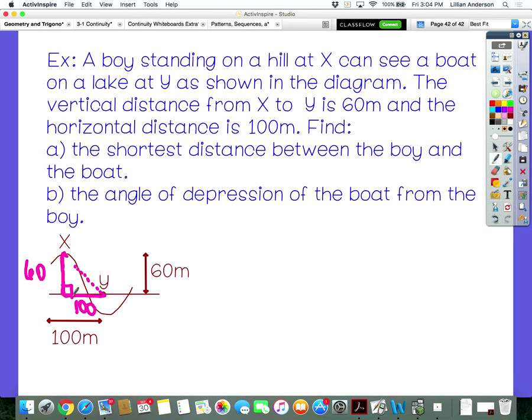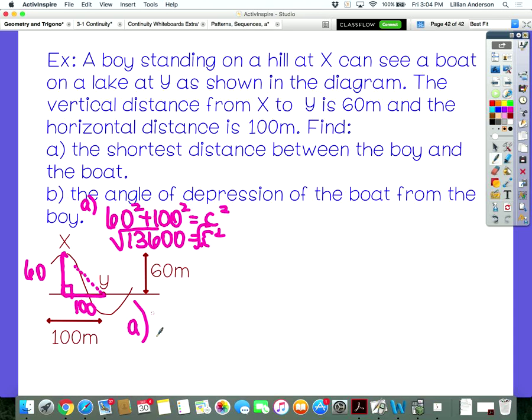The hypotenuse. How do you find the hypotenuse? A squared plus B squared equals C squared. Okay, so this is part A. That is going to be what number after you square it and add them together? Then you take the square root, and that is about 117 meters. Remember, the shortest distance between 2 points is a straight line.